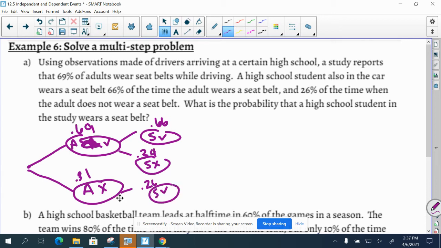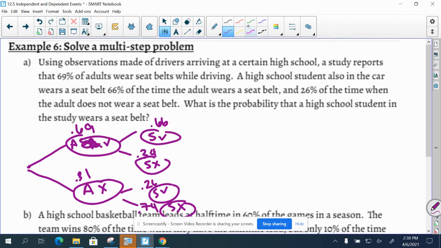And then if the adult isn't wearing it, then there's a 74% chance that the student also isn't going to be wearing theirs. So hopefully we're all wearing our seatbelts when we're in the car, even if you're just driving to school, something can happen. Okay, so then what is the probability that a high school student in the study wears a seatbelt?